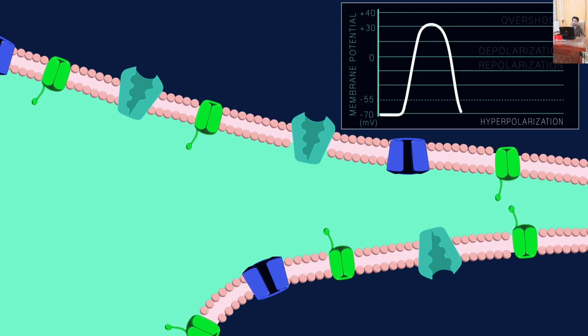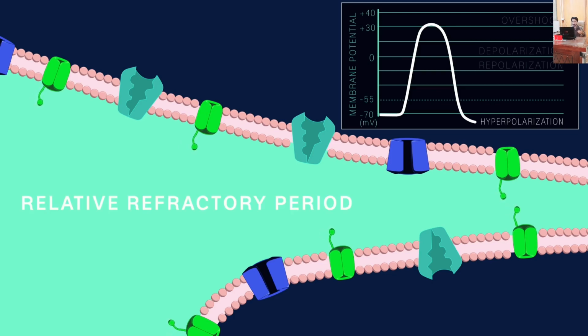During hyperpolarization, the sodium channels are closed and the inactivation gate opens. There is no change in sodium flow, but now they could be opened again. This is called the relative refractory period, because while the sodium channels could open, it would take a larger than usual stimulus to reach threshold, because the cell is hyperpolarized due to the potassium still leaving the cell.